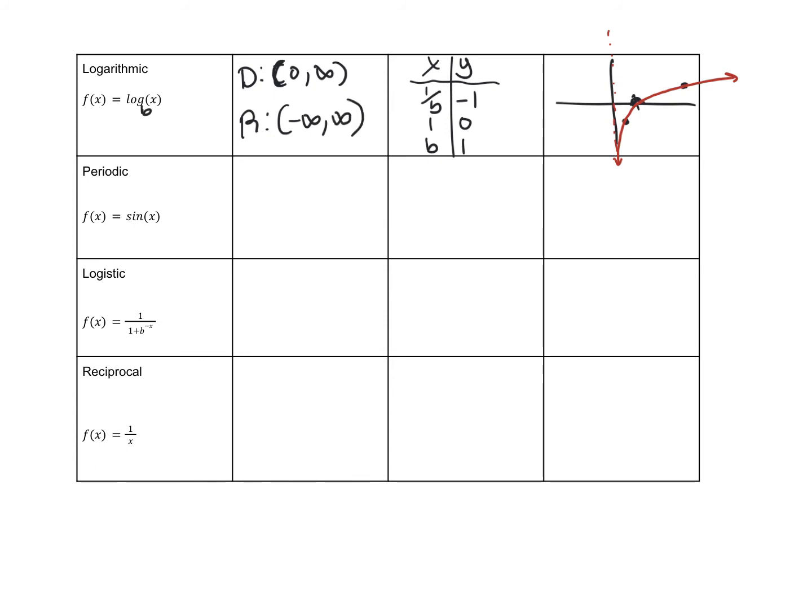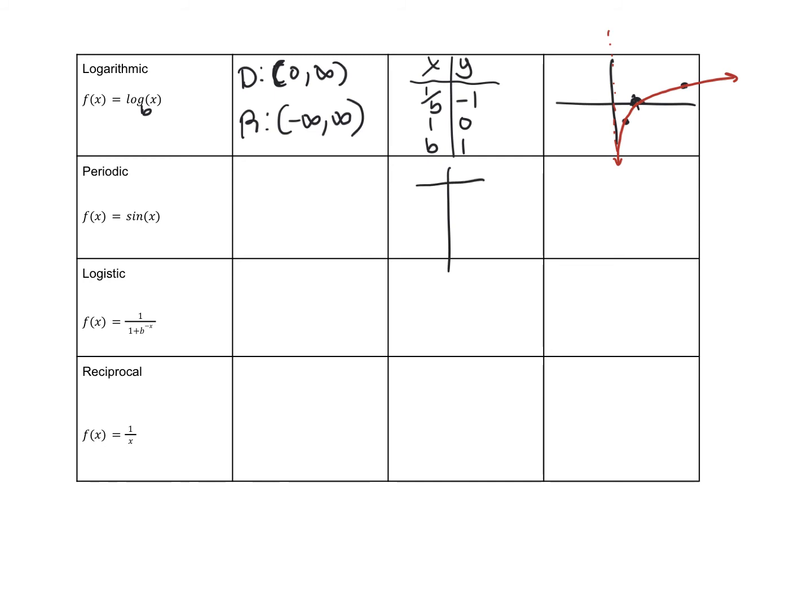Now, a periodic function is one that's going to be kind of like a wave. It's going to go up and down and oscillate. So lots of things in our world oscillate. So sound waves, electricity, things like that have this kind of wave feature. So we'll see some periodic functions.